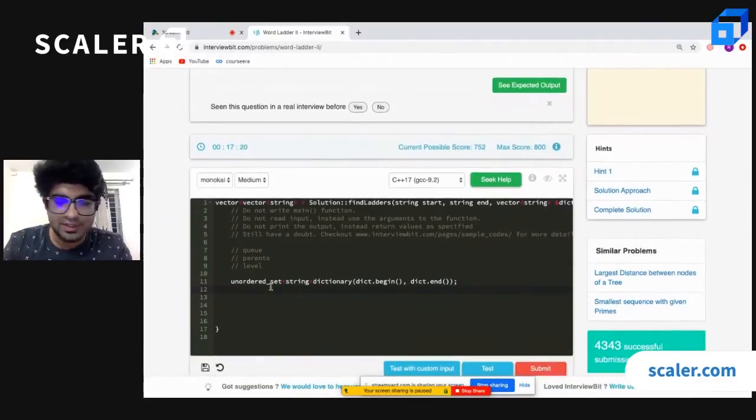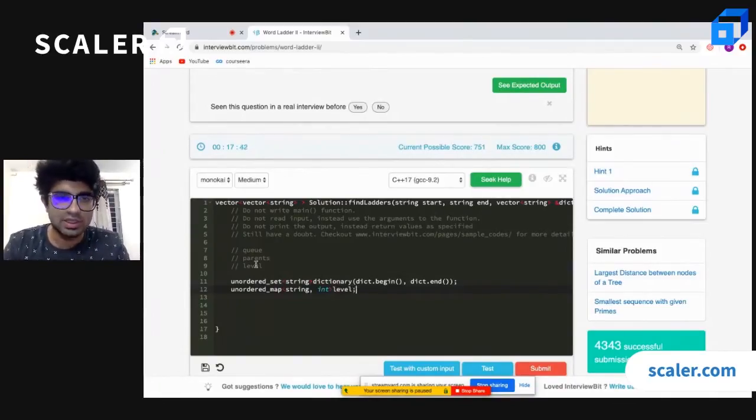Now, what else do I need? I need the level information, and I need to decide which data structure to use. I have been given a string and I need to map it to an integer, so a hash map will work in this case. That is good, and that will be the level information.